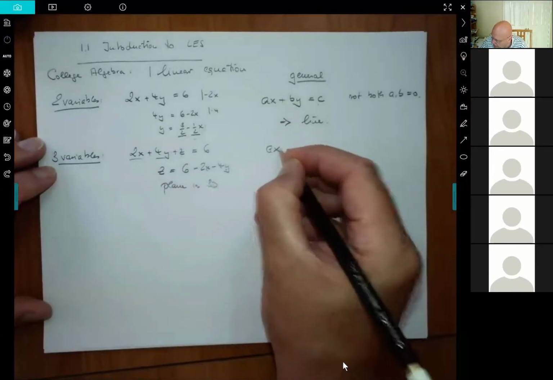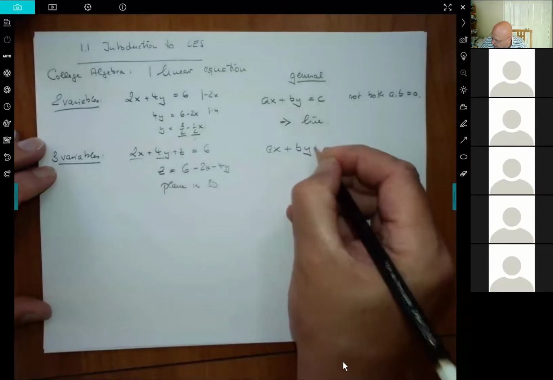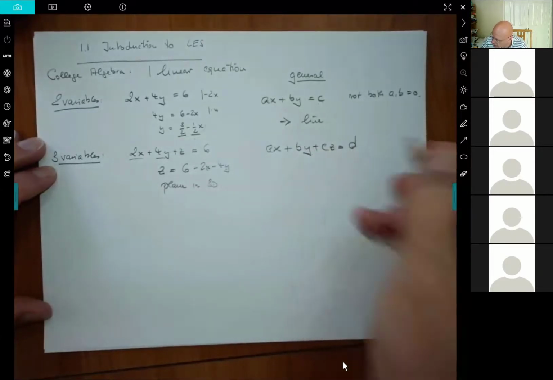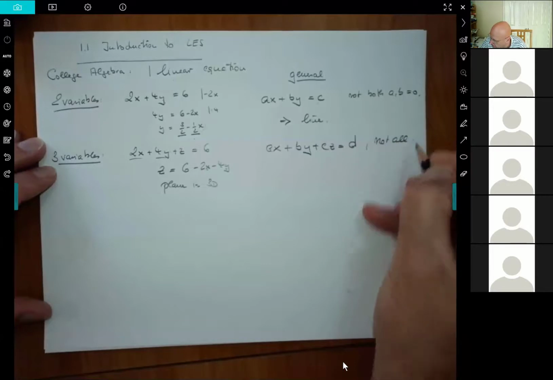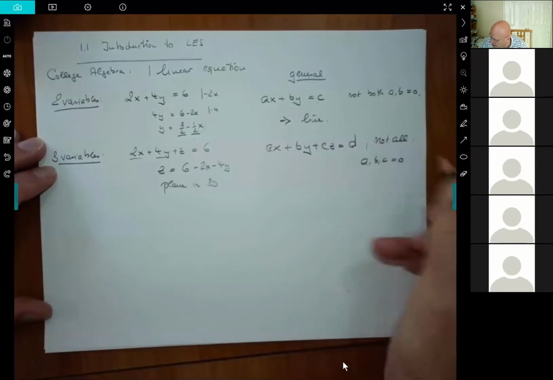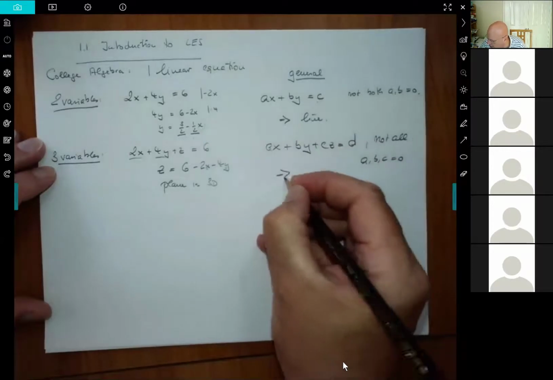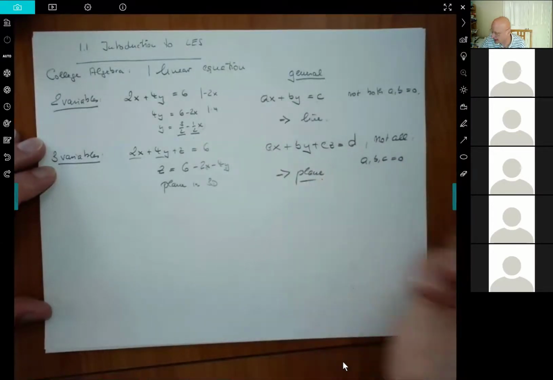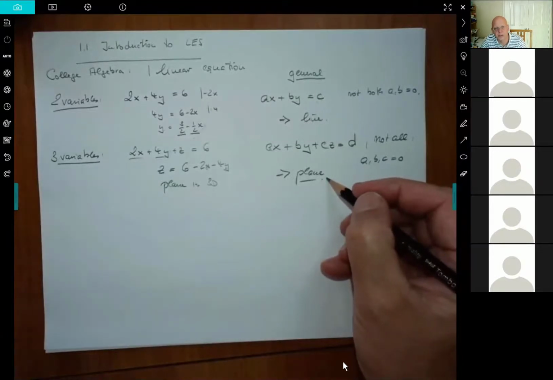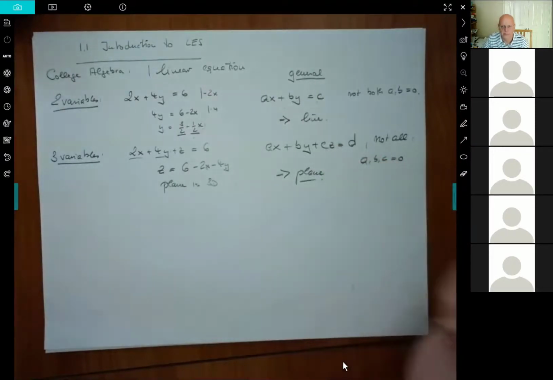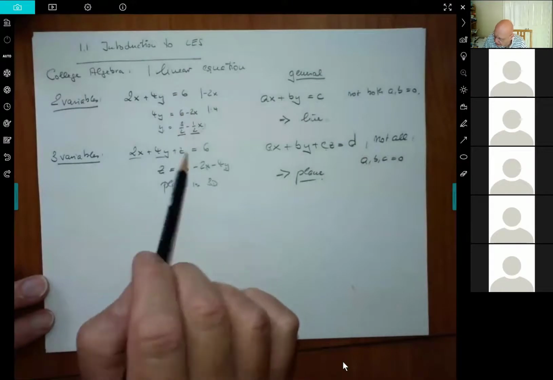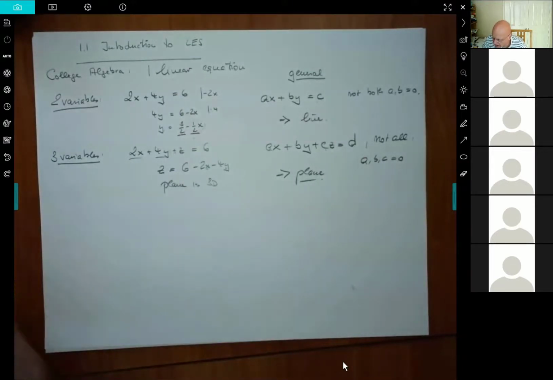And also in the general case, if you have ax plus by plus cz equal to d, and again not all of a, b, c should be 0, so at least one of them has to be non-zero, then in the general case, you also get a plane as a solution. So there is a plane in 3 dimensions, and every point on the plane is a solution. Every point not on the plane is not a solution. So that's what I mean by this. And so these are what we call linear equations. And at this moment you can ask, why are they called linear?